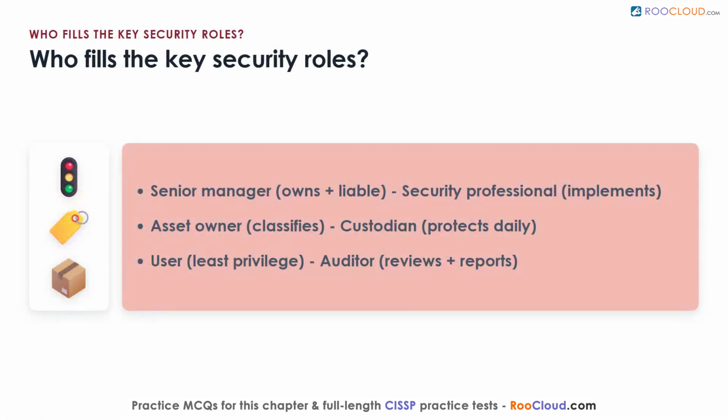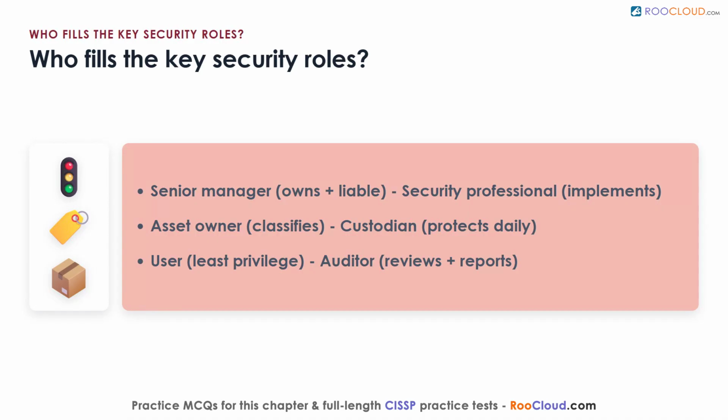Who fills the key security roles? A handful of standard roles divide responsibility and liability across the environment. The senior manager owns overall security, signs off on policy, and is ultimately held liable, though they delegate the hands-on work. The security professional writes and implements the policy but does not make the decisions. The asset owner classifies information for protection, then hands the day-to-day data work to a custodian who performs the actual protections like backups and integrity checks.